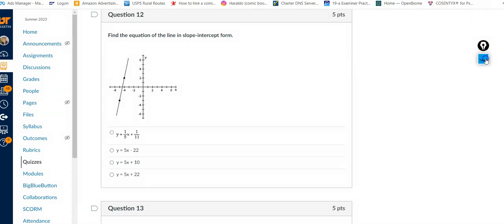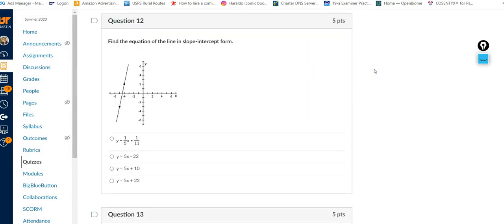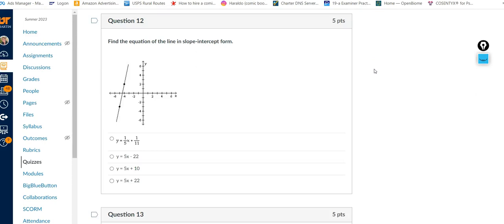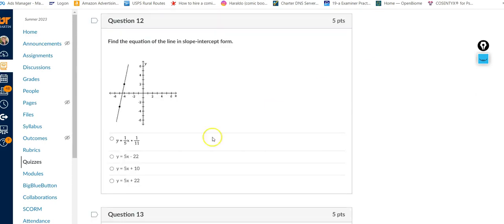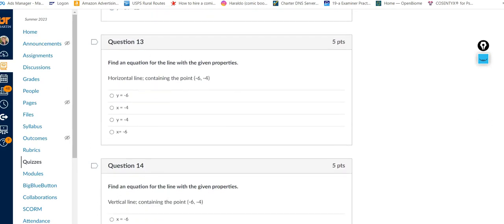So I'll have to go and look at the test banks. It looks like the test bank repeated the question. So again, it should be 5x plus 22. Okay. So nothing I can do about it for this test.